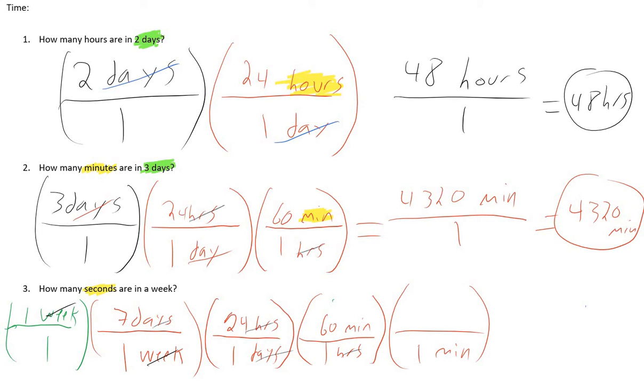1 minute is going to be 60 seconds. And now what we see is all our units have perfectly canceled out, and we have the unit that we were looking for. And all we have to do is multiply to get our final answer.